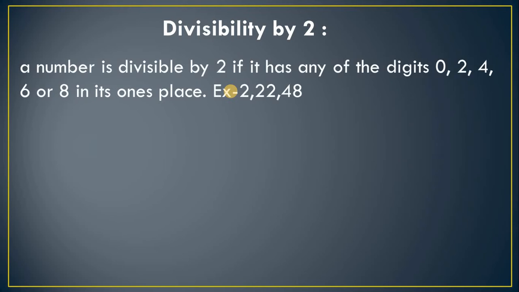Divisibility by 2 is quite simple. If we have 0, 2, 4, 6 or 8 in the ones place, that is, at the beginning, in the ones place, suppose 0 is there, 2 is there, 4 is there, 6 is there or 8 is there, it will be a number which is divisible by 2.